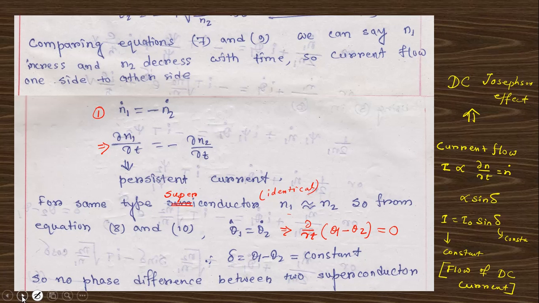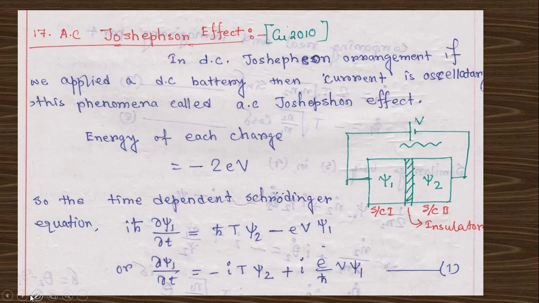Now we go to the AC Josephson effect. In the AC Josephson effect, we apply a DC voltage source. If we apply an external DC voltage source, what happens? The total energy will be QV, and Q is minus 2e. Why twice e? Because there is a Cooper pair, always two electrons along with a Cooper pair. Because of the Cooper pair, Q will be minus twice e.